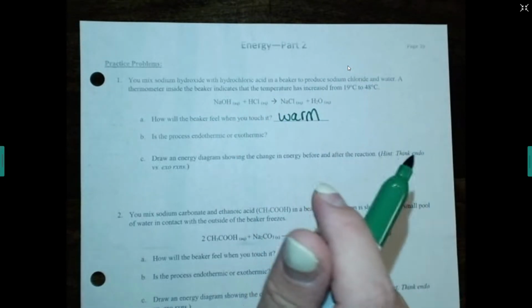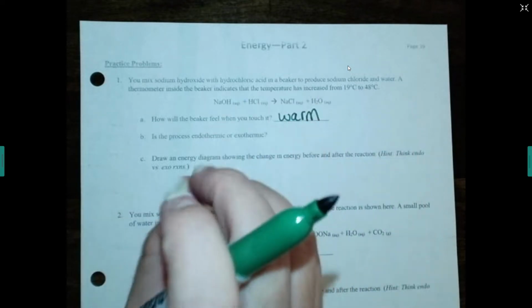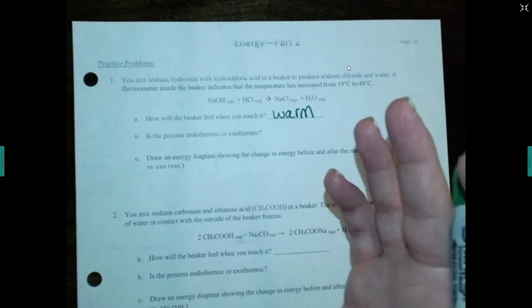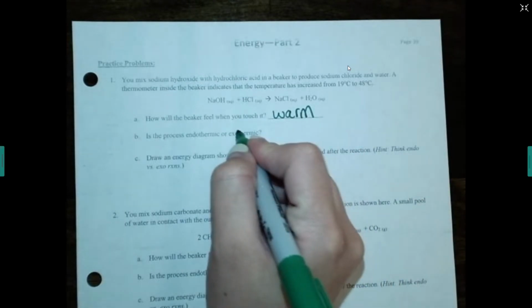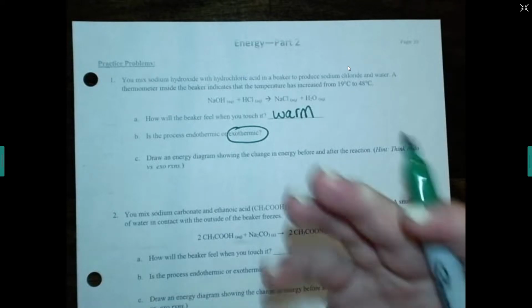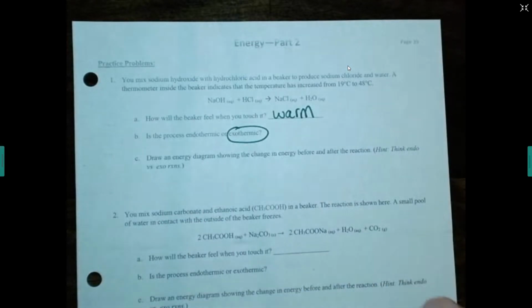Therefore, the energy is flowing from the system, from here, out to the surroundings because it's feeling warm to me and I'm part of the surroundings. So that's an exothermic reaction, because heat is being released, going from the system to the surroundings.